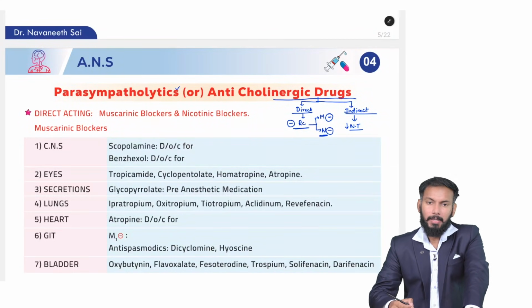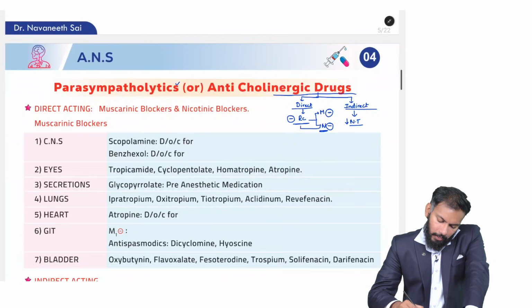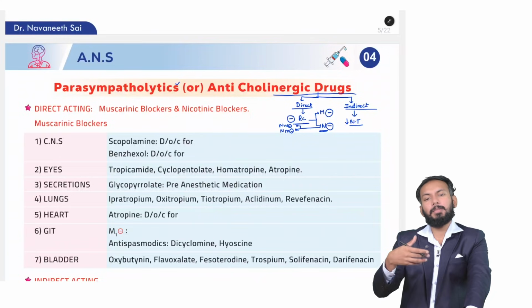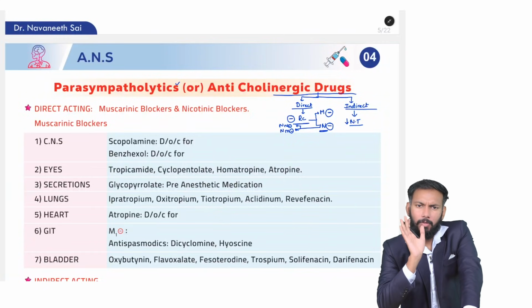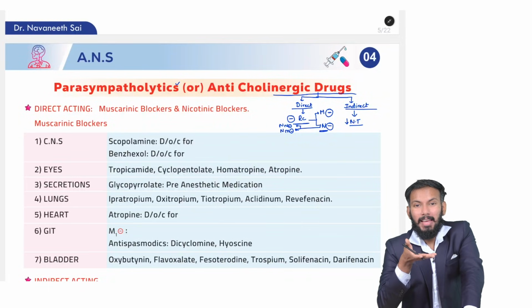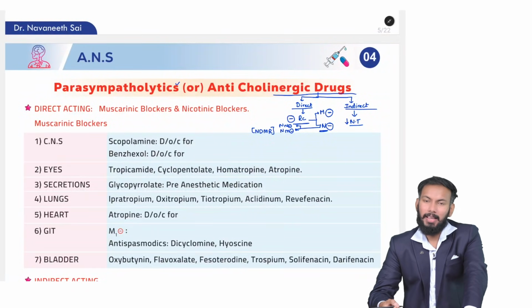Now, nicotinic receptor blockers, again we have two classes of drugs. What are they? Because nicotinic receptors are divided into two, NN and NM. So we have NN blockers and NM blockers. NN is present in the ganglion, so we call them ganglion blockers. NM is present on the muscles. So if you block the NM receptors, it will cause muscle relaxation. So these are known as muscle relaxants. These are NDMR, the curium drugs that you study in the anesthesia.